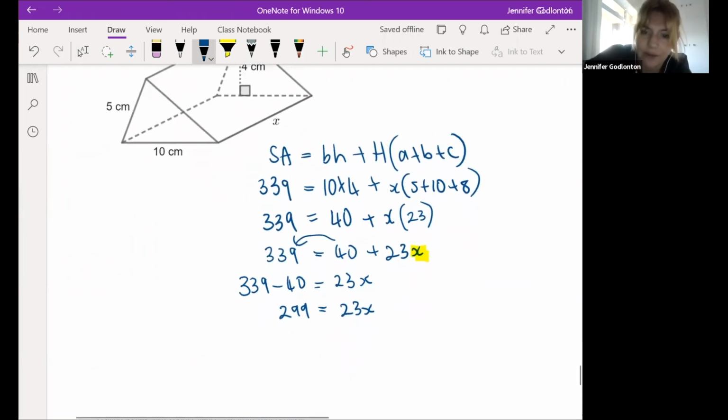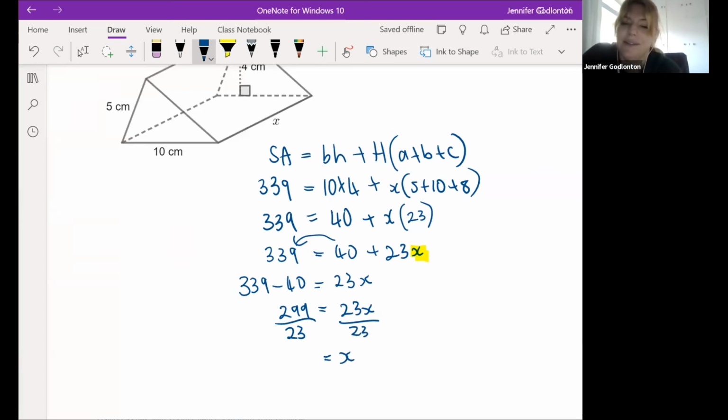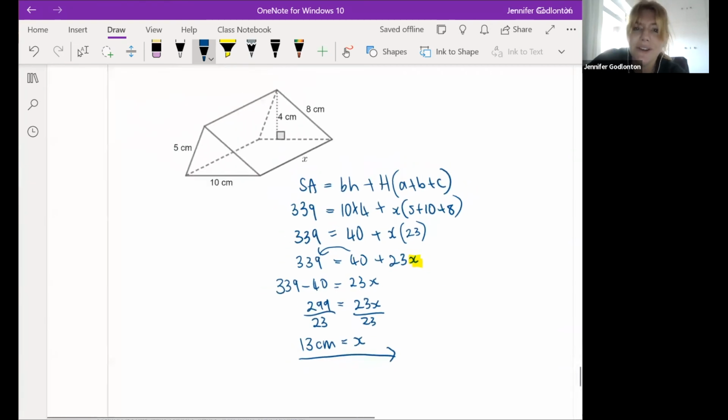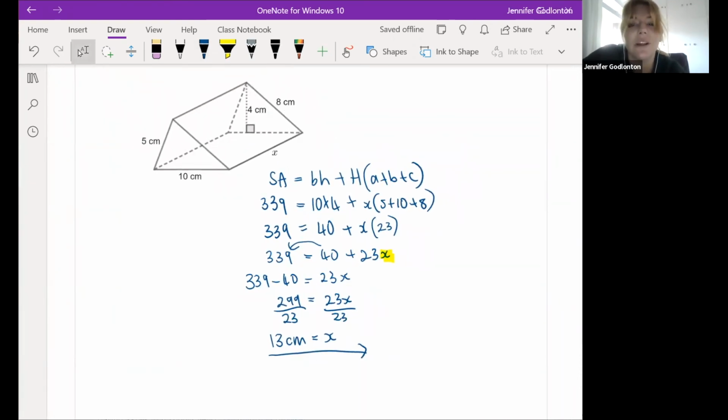Beautiful. Okay. So what's my final answer for x? 13. There you go. And it's going to be in centimeters because it's the length of a line. You got to trust your gut, fighter. You know more than you think you know.